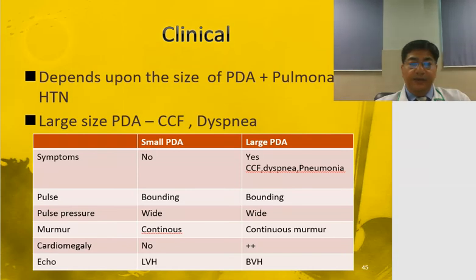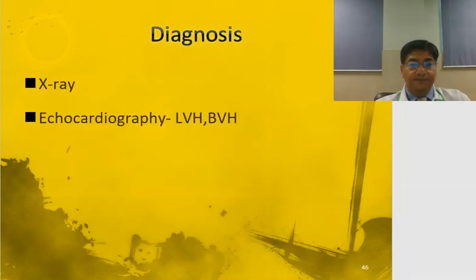A larger PDA presents similarly to a larger VSD with repeated episodes of congestive heart failure and pneumonia. In preterm babies, the PDA can be asymptomatic for a longer time, but if it is symptomatic, you have to treat it with pharmacological agents. In term babies, you cannot close it with drugs.